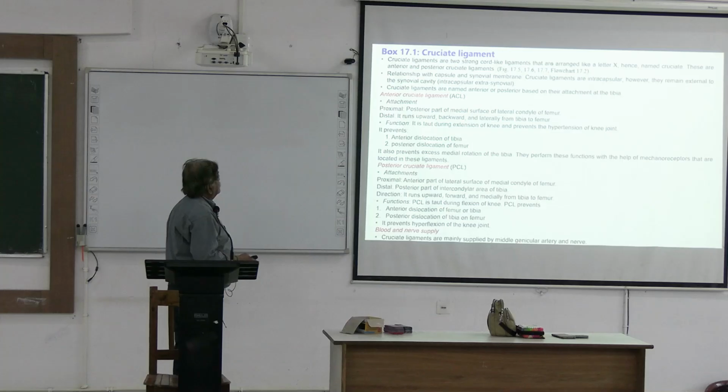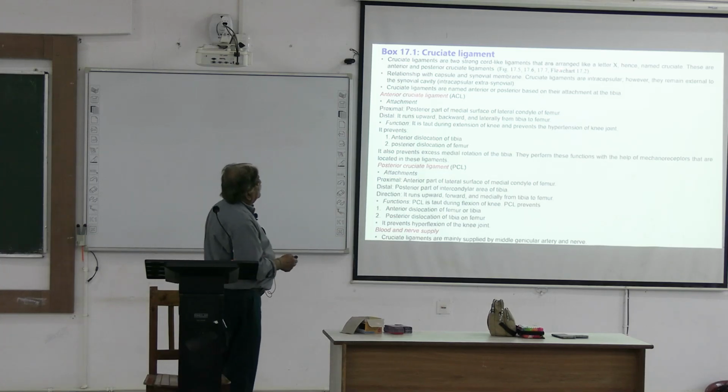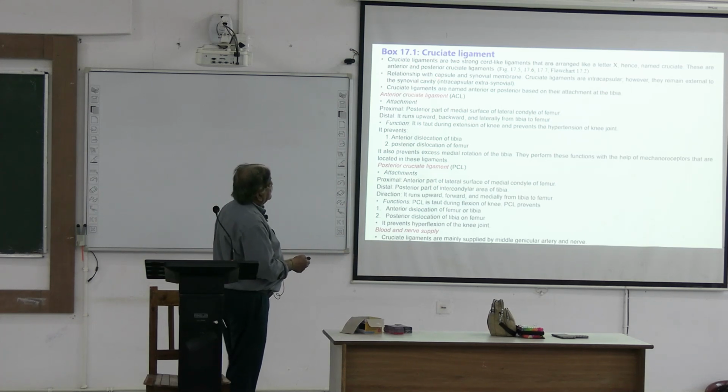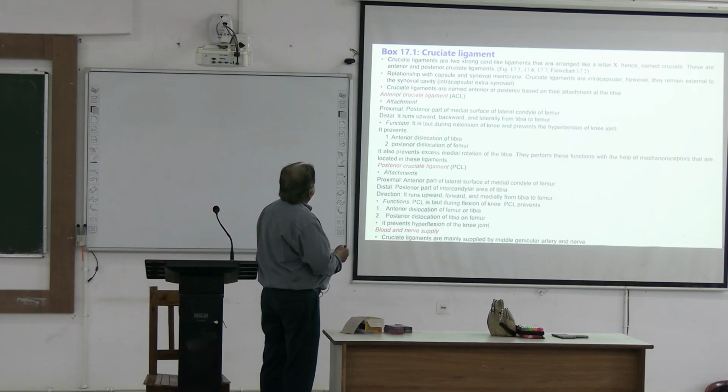Now, the cruciate ligaments are two strong cord-like ligaments that are arranged in the letter X, hence named cruciate. These are the anterior and posterior cruciate ligaments. Relationship with capsule and synovial membrane: cruciate ligaments are intracapsular, however, they remain external to the synovial cavity. Intracapsular but extrasynovial.